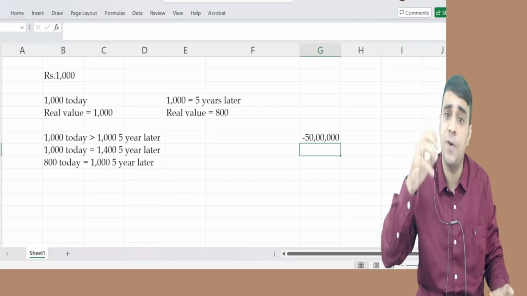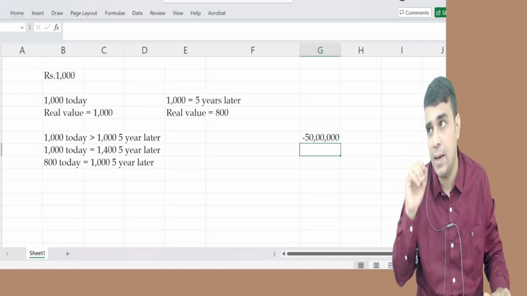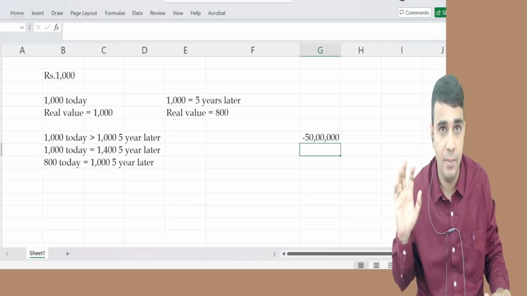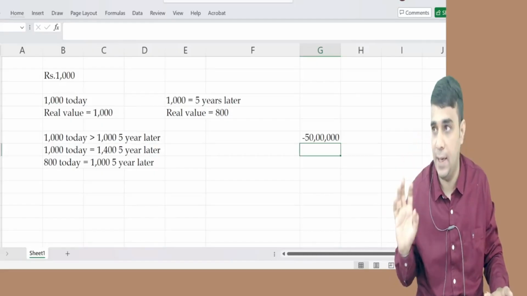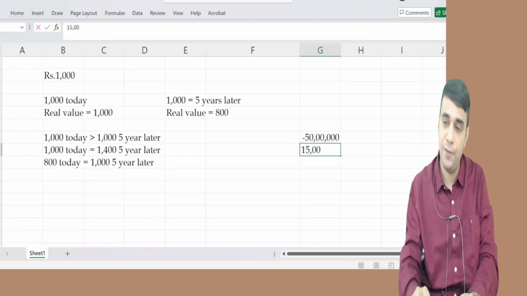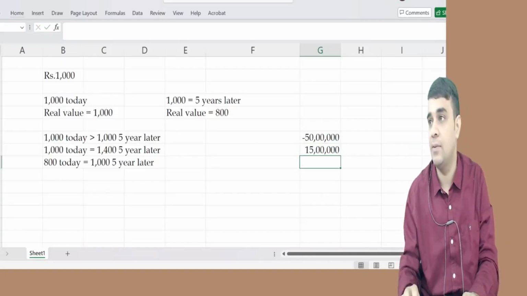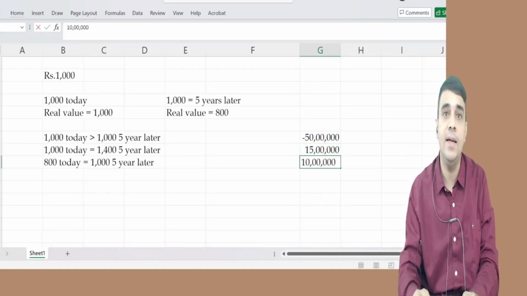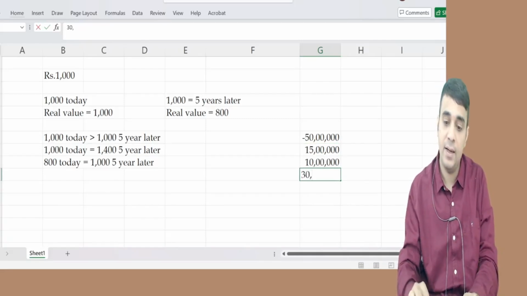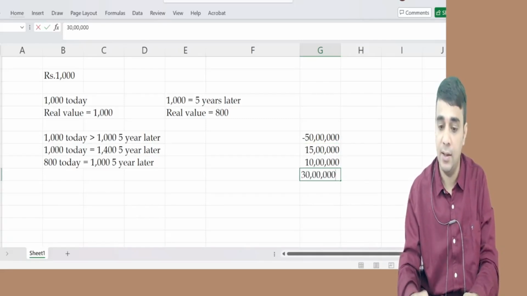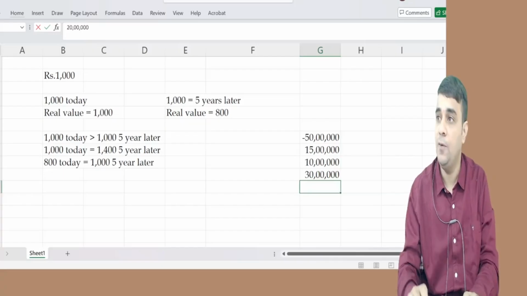But returns from that coaching institute don't come immediately. It does take time. So what happens is I invested 50 lakh. I got back 15 lakh in the first year, 10 lakh in the second year, 30 lakh in the third year, and 20 lakh in the fourth year.